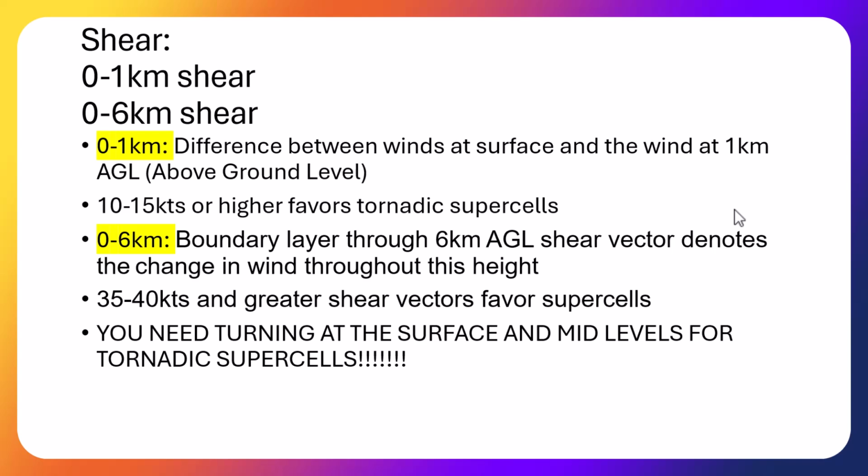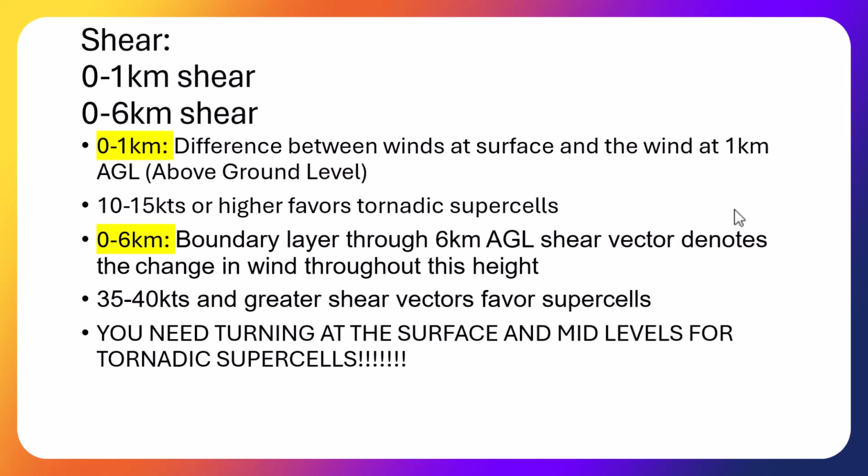0 to 6 kilometers is the same thing, between the surface and 6 kilometers. But you get a better idea of the change of wind for this height, so it's very important to look higher up in the atmosphere to 6 kilometers. Anything over 35 to 40 knots or greater, and the shear vectors favor supercells.